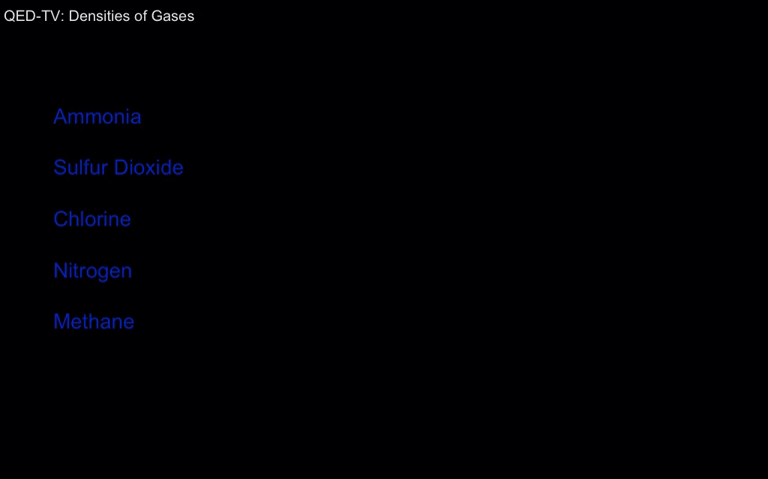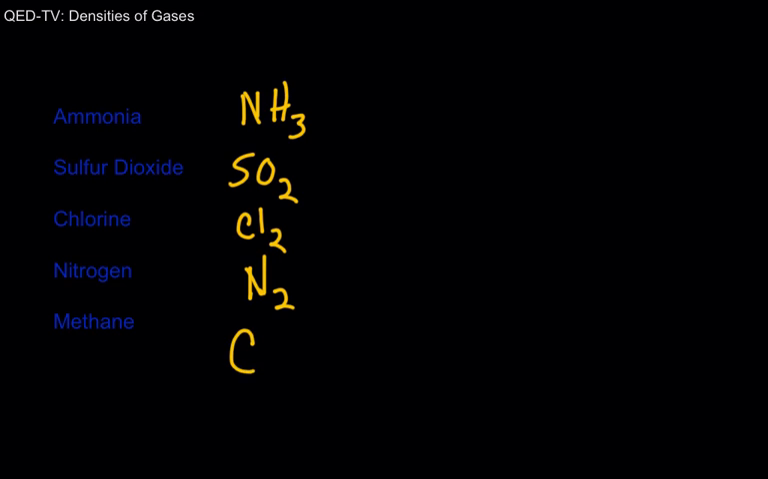So the formula for ammonia is NH3. Remember, this is different than the ammonium ion, which is NH4+. This is actually a compound. This isn't an ion. So it's ammonia. Sulfur dioxide is kind of like it sounds. Chlorine gas, remember, is diatomic. So is nitrogen gas. And methane is the simplest hydrocarbon we can have. So a carbon, remember, makes 4 bonds, so it would be CH4.